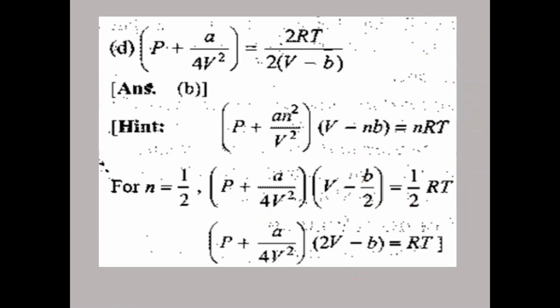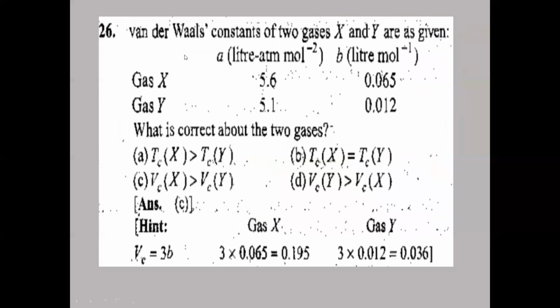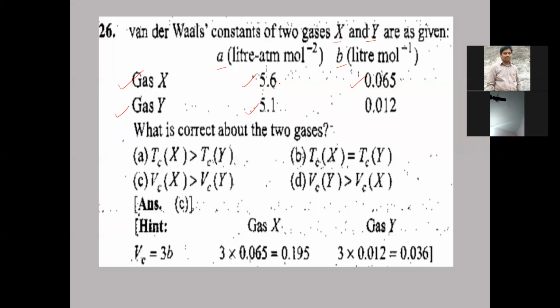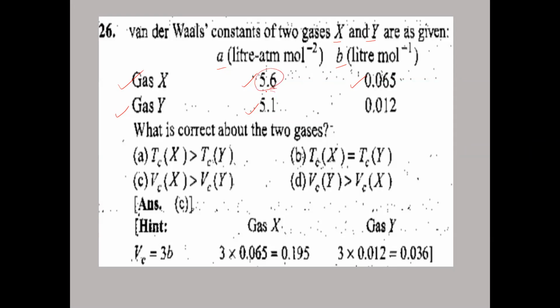Next. Van der Waals constants of two gases are given, for X and Y. For X gas and Y gas, the Van der Waals constants are given to you. See here, for gas X, the A value is given as 5.6 and the B value is 0.065. And for gas Y, the A value is given as 5.1. So which has the more A value? A value of X is more than the A value of Y. Is that clear, ma'am?